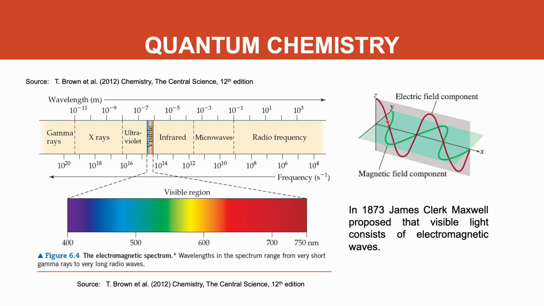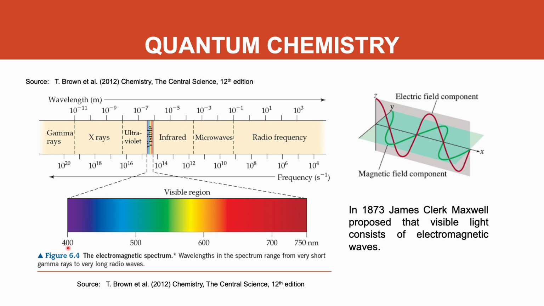This is actually your electromagnetic wave, which is more familiar to you as seen in this spectrum. You have your radio frequency, microwave frequency, infrared, visible, ultraviolet, X-rays, and your gamma. The most renowned here is the more observable region, your 400 to 750 nanometers, your visible region. It was James Clerk Maxwell who proposed that visible light consists of electromagnetic waves, composed of your electric field component and your magnetic field component perpendicular to each other.